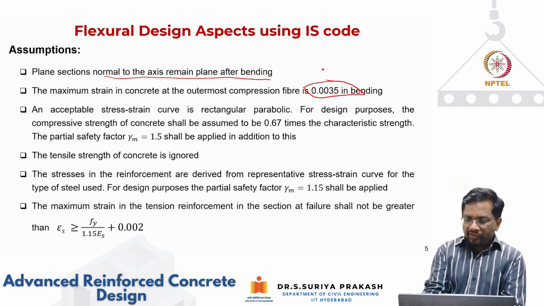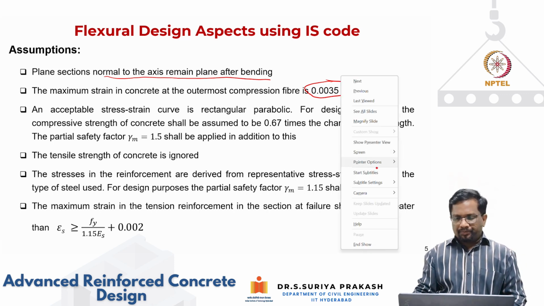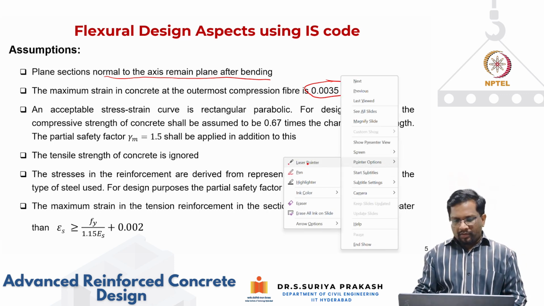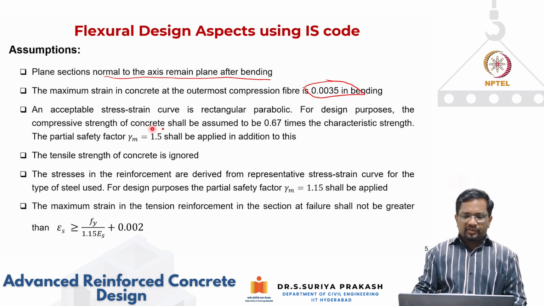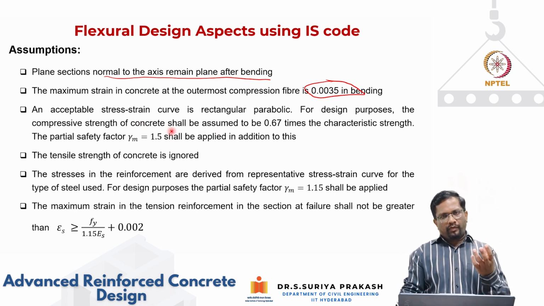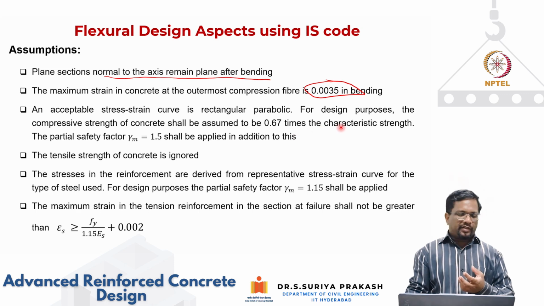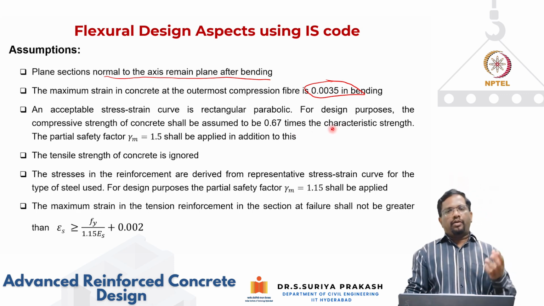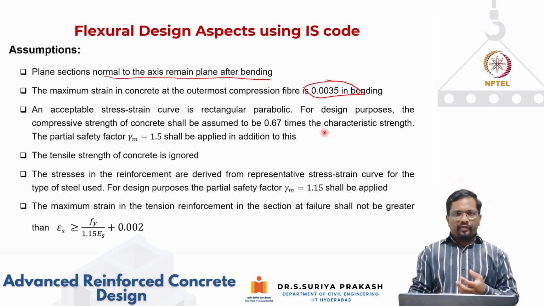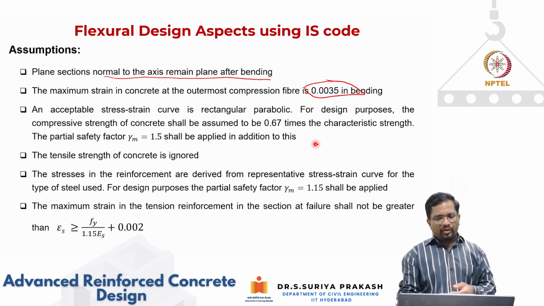Now, for the design purposes, what we are going to use is a design stress strain curve, which is going to take 67% of the characteristic strength. On top of that, we are also going to apply a factor of safety, which is a material safety factor of 1.5. We will see the stress strain curve. How is it going to be?